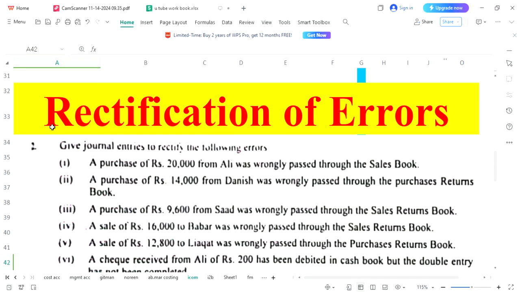Hey guys, hopefully everyone is doing well. Today's target is to solve question number 12. A bit of misprinting over here. It's question number 12. The chapter which we are related with is rectification of error.